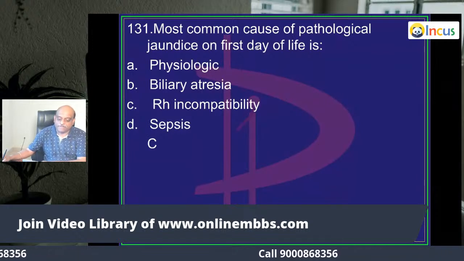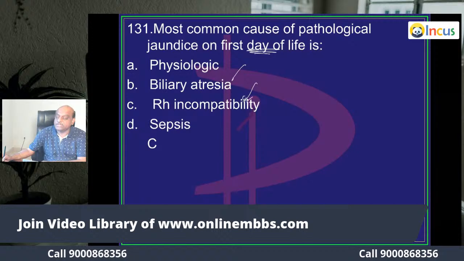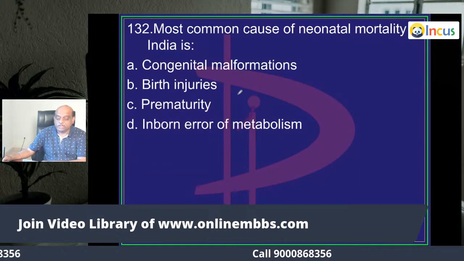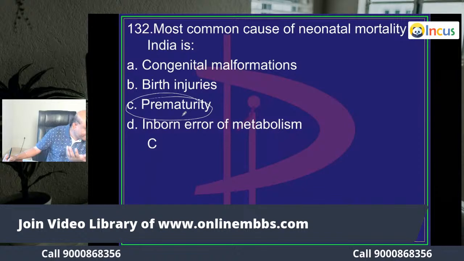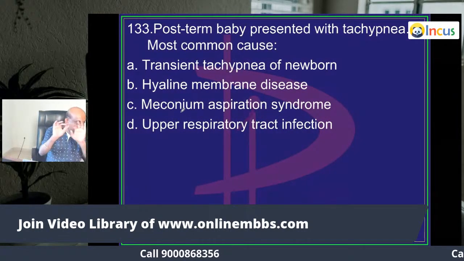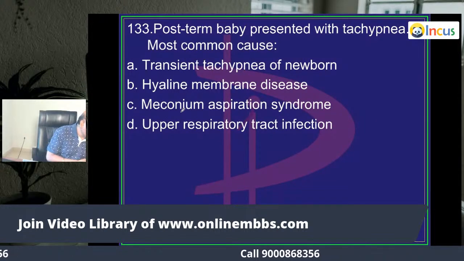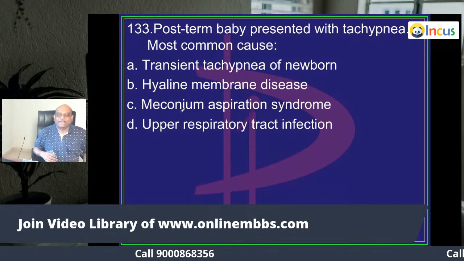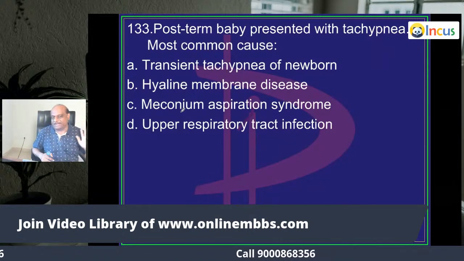Pathological jaundice on the first day of life is Rh incompatibility. The most common cause of neonatal mortality in India, prematurity, is what? Like a parrot you should answer. Keep punching answers, doctor. My job is to run as fast as possible. 1.5 hours, 150 questions. That is our run rate.